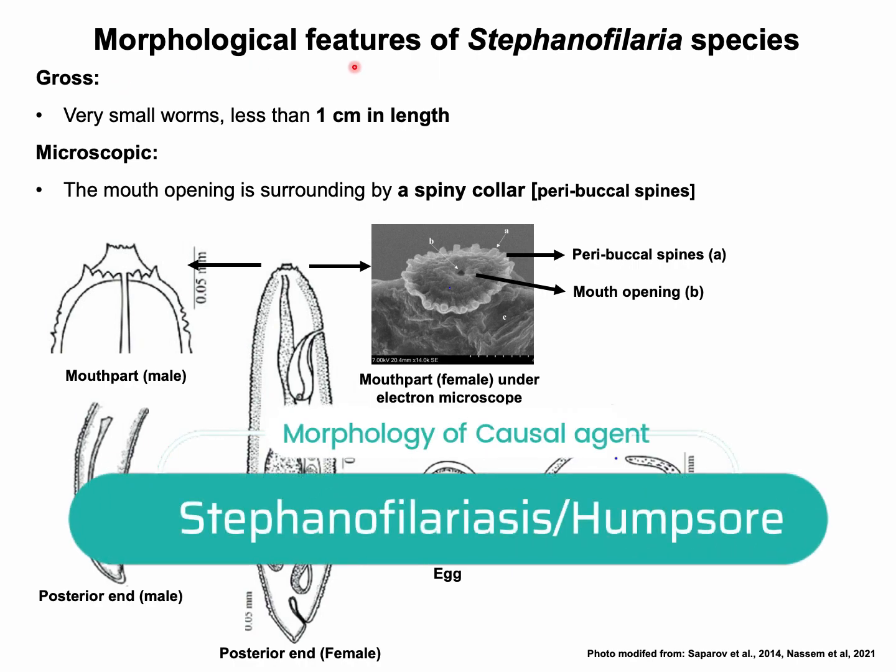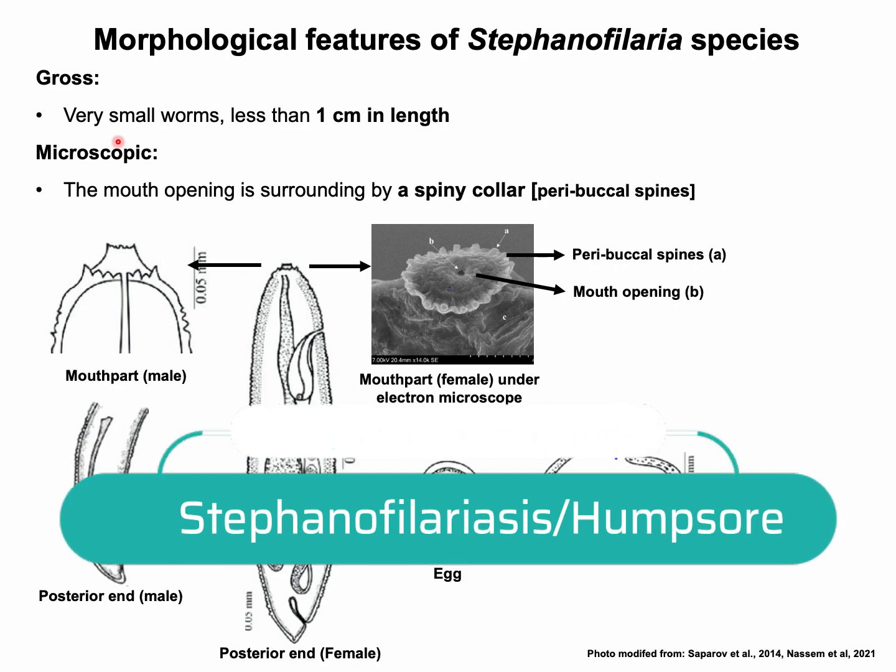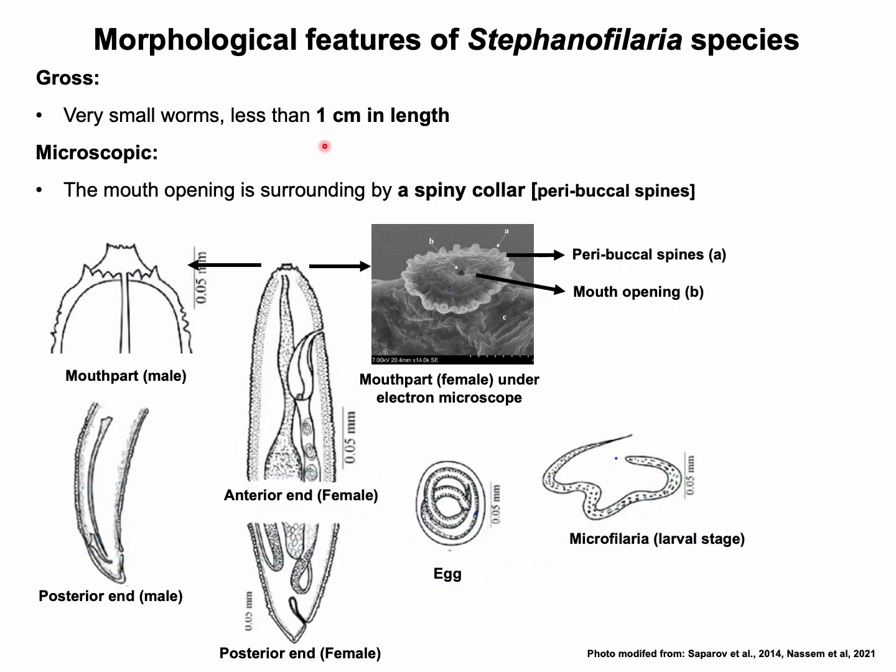Morphological features of Stephanofilaria species. Grossly, the nematode is very small, less than 1 centimeter in length. Microscopically, the mouth opening is surrounded by a spiny collar. You can see here the spiny collar or peribuccal prominence around the mouth.